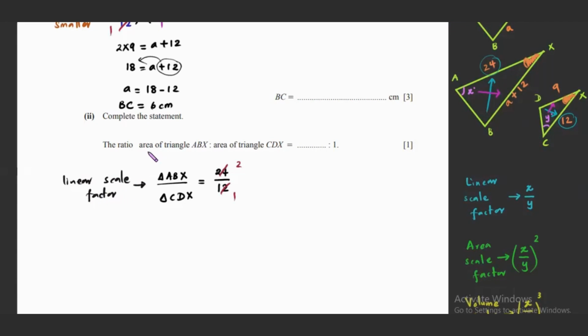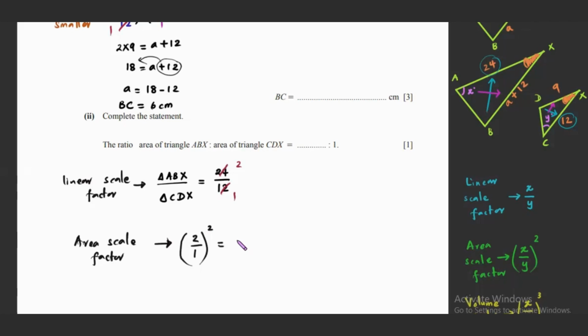Now in the question, they are asking us to find the relationship between the ratio of the area of triangle ABX and the area of triangle CDX. They are asking us to find the area scale factor. So if we are to calculate the area scale factor for these two triangles, the larger triangle is written at the top, the smaller triangle is written at the bottom, and this 2 over 1 that we have here, I simply need to square it because this is the linear scale factor.